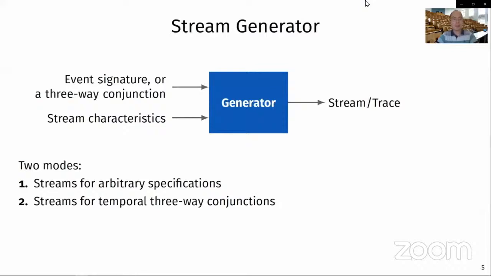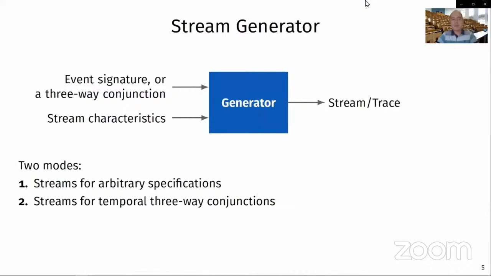Let's start with the first component, the stream generator. It has two modes of operation. It can generate a stream for arbitrary specifications, which is the first mode. And in this case, the specification does not influence the way the stream is being generated, other than the event type that will be in the stream.